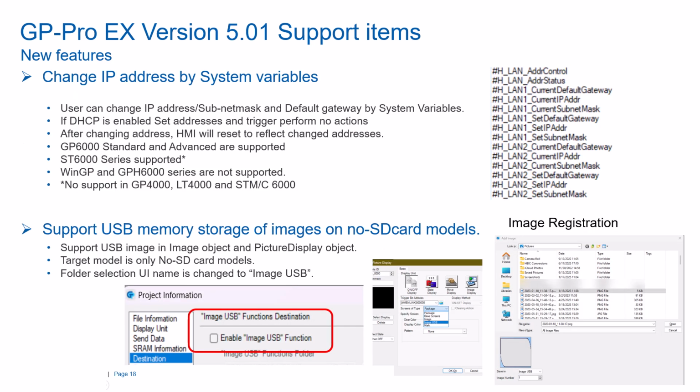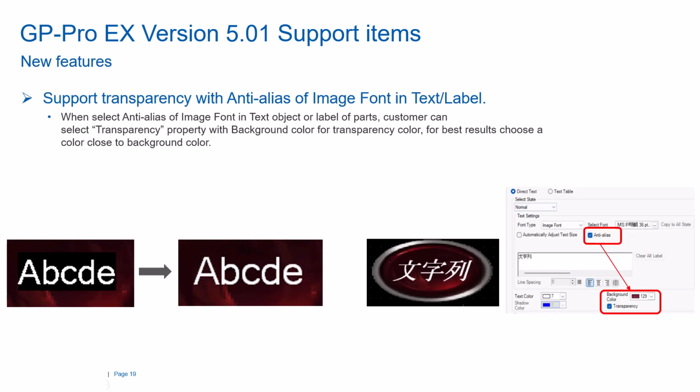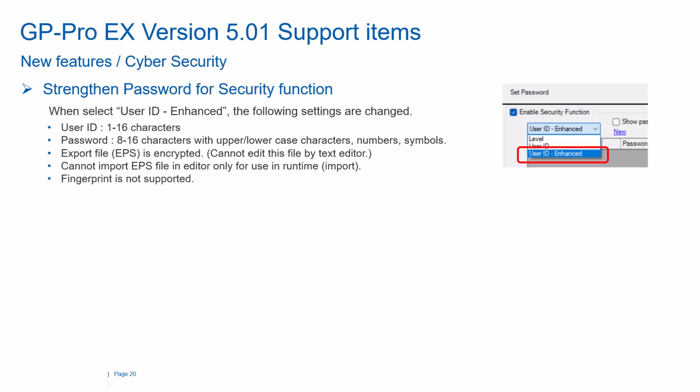All right, moving on. This one is something interesting if you're interested: changing the IP address by system variables. The next one is just kind of a nuisance thing, where we're changing what some of the text looks like in the user interface on models that don't have SD card slots. Here's some anti-alias stuff. Again, if you're more interested, please pause.